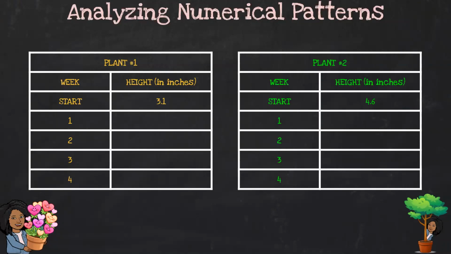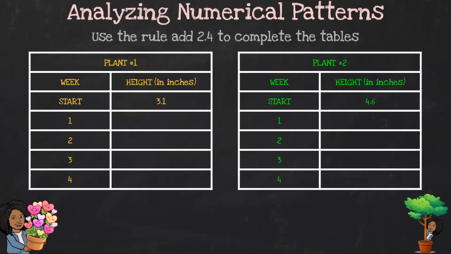So for this problem, we're going to analyze two plants, plant number 1 and plant number 2. We see that we are recording the data based on the number of weeks. So we'll see the plant at where it starts, and then we will track its height through 4 weeks for both plants. For this problem, we're going to use the rule add 2 4/10 to complete the tables. So each plant will grow 2 4/10 inches each week.